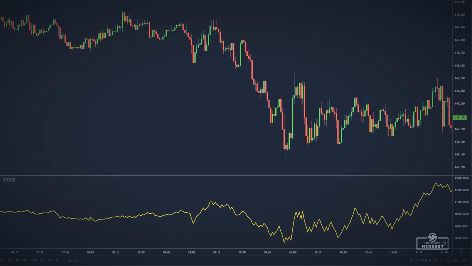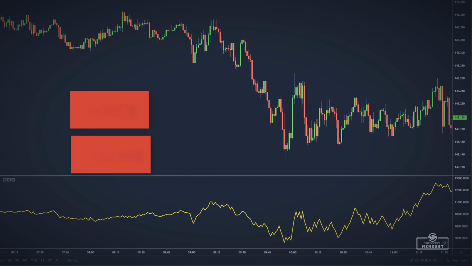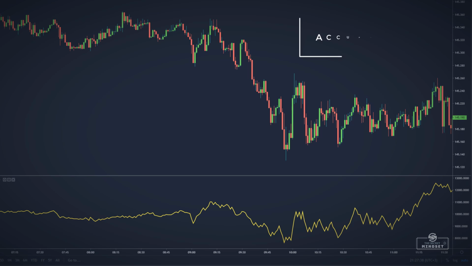Now let's analyze the pattern during a range. When the price fails to make a new swing high or low, and stays contained within the last swing high and low, and the OBV is increasing, this could be a possible accumulation period.